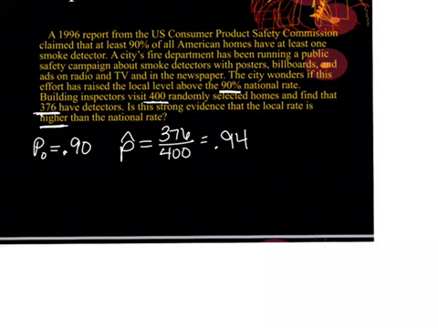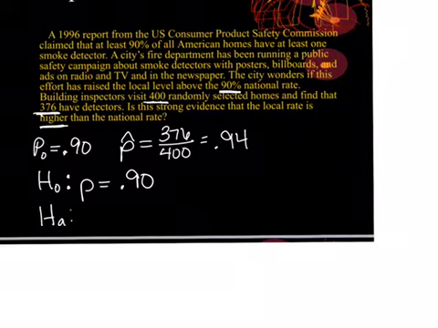All right. So the first thing we're going to do is write our hypotheses. H naught is that p equals 0.9, or 0.90. Our null hypothesis is status quo. The city's proportion is the same as the national average. Okay? We never use our p hat as our hypothesis. Our alternative, now it says it wants to know if the local rate is higher, so that p is greater than 0.9.